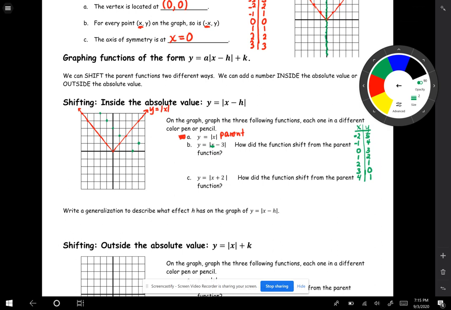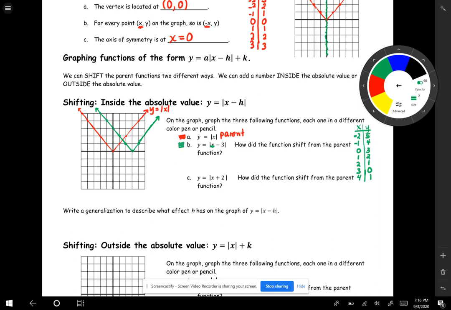For some reason, oh, I forgot to plot 2, 1. I just skipped it. Okay, so here is this graph. Connect the dots. And then this is how this graph would go. And that would be y equals the absolute value of x minus 3.